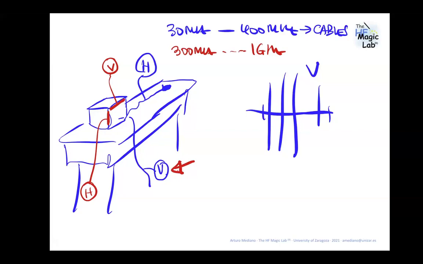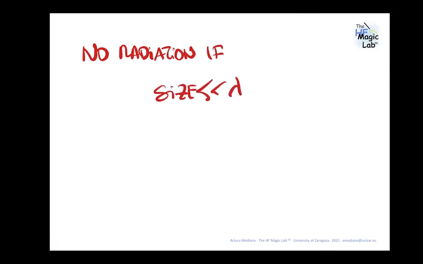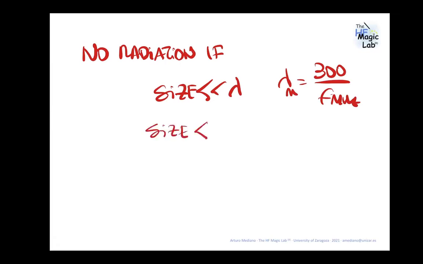If you consider that you are in the far field, a typical rule of thumb, but this is a complex idea, is that you have no radiation if the size is very small compared with lambda. So you take your frequency, and lambda is 300 over the frequency in megahertz, with lambda in meters. So a typical rule of thumb to avoid emissions is that the size must be smaller than lambda over 20.